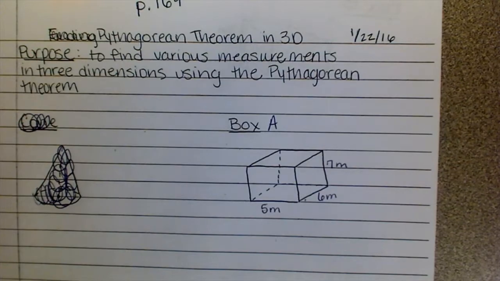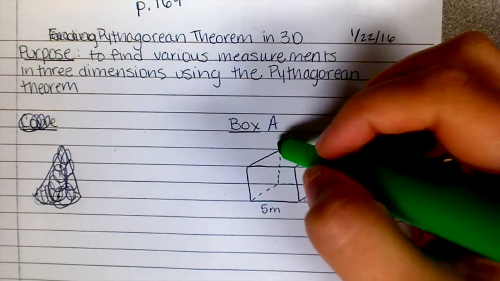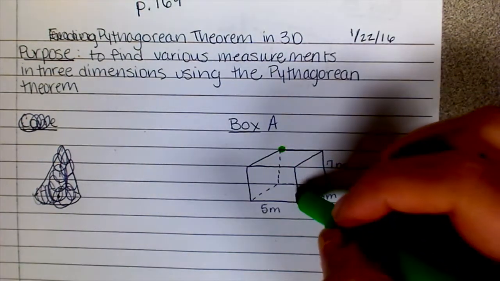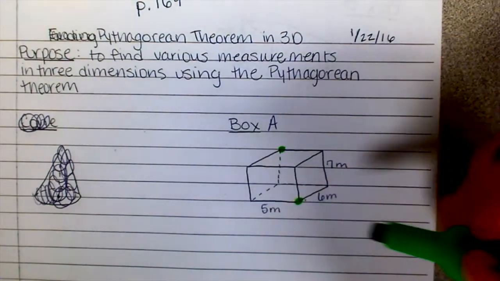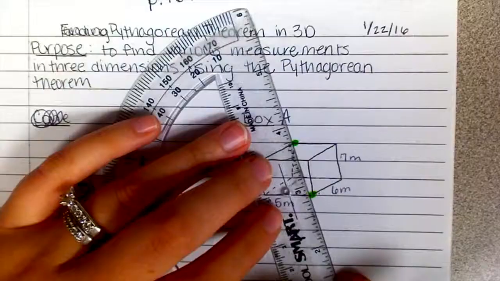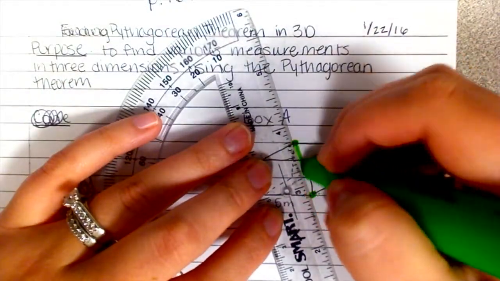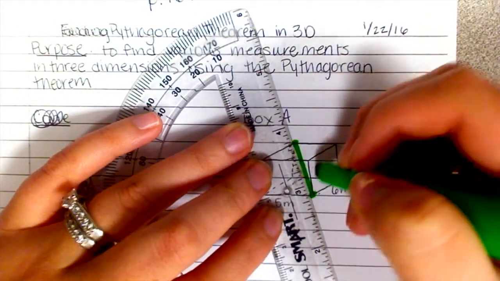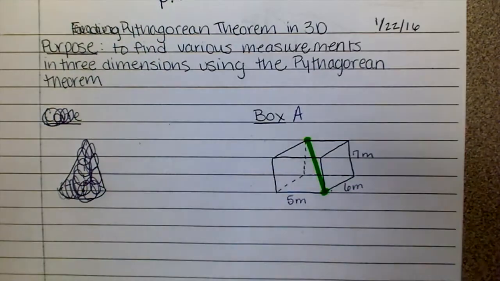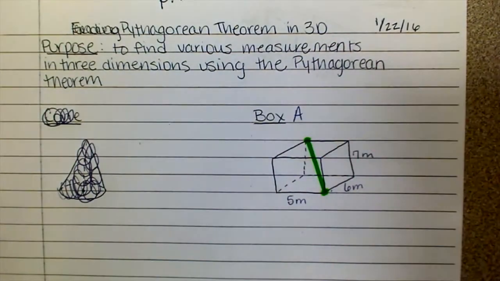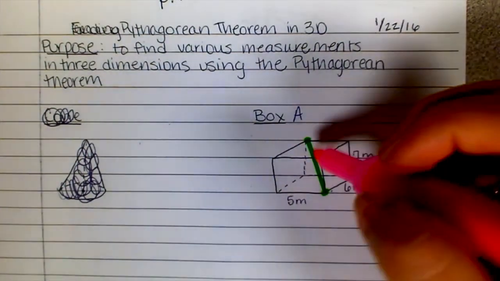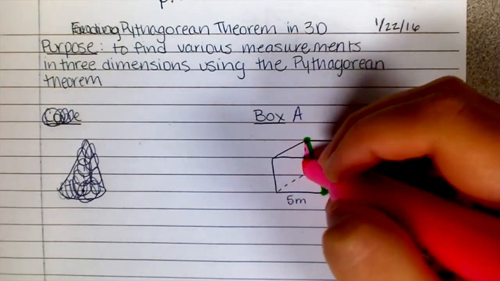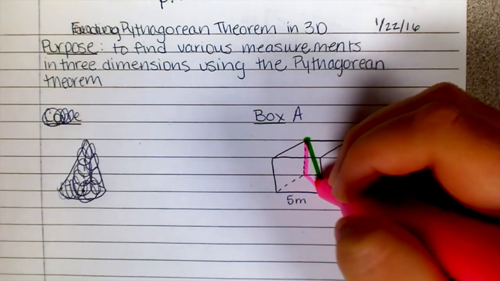Our goal today is to find the distance between the top point and the opposite bottom point. So we want to know the length of this diagonal right here. That's the goal. Now, from looking at this, and this was in the video from the other night, you should be able to see a right triangle here.